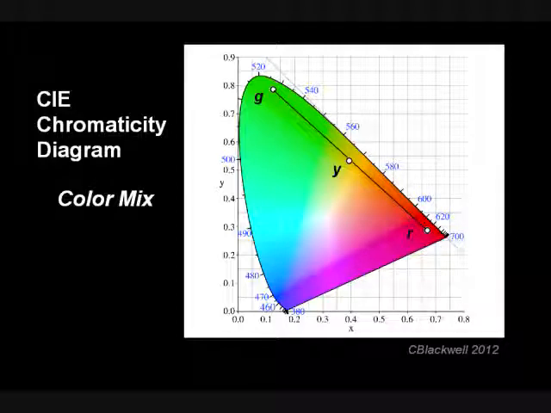The same works for the other combinations we showed in the additive color mixing section. Red plus blue makes magenta, and blue plus green makes cyan.